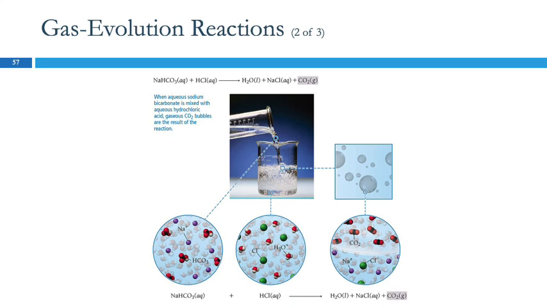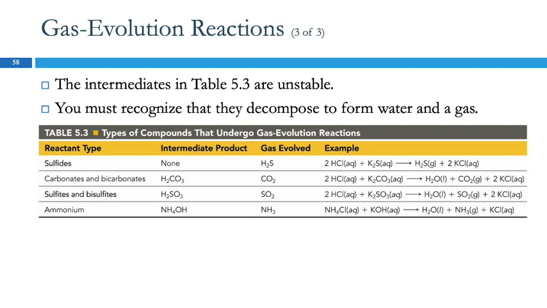So when you mix a baking soda solution with an acid solution, you're going to see fizzing. That's the CO2 gas that's formed. So these are the intermediate products that you are responsible for knowing for this class. One of the examples is if you get H2S as one of the products, we're just supposed to know that that's a gas.